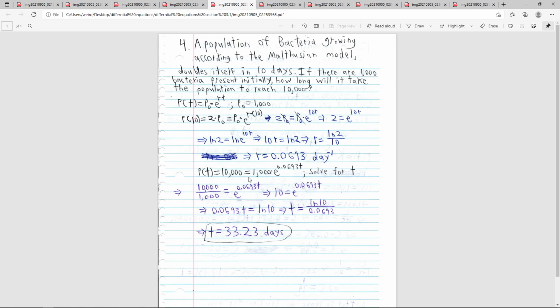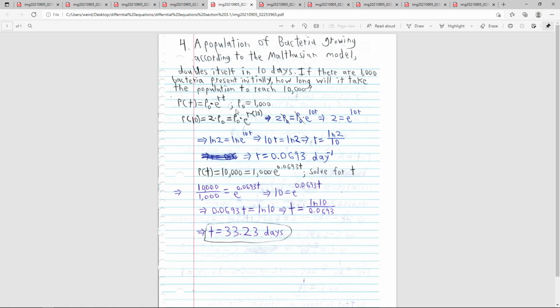And P of t equals 10,000, which is equal to 1,000 times e to the RT, which is 0.0693 t. And we have to solve this for t, because we want t when P of t equals 10,000. Because we already have our reproductive rate, we can just solve for t now. So we divide by 1,000 on each side, we get 10 equals e to the 0.0693 t. Natural log of both sides, so it's ln 10 equals 0.0693 t. Then we have t equals ln 10 divided by 0.0693, and plugged in the calculator, you get approximately 33.23 days.